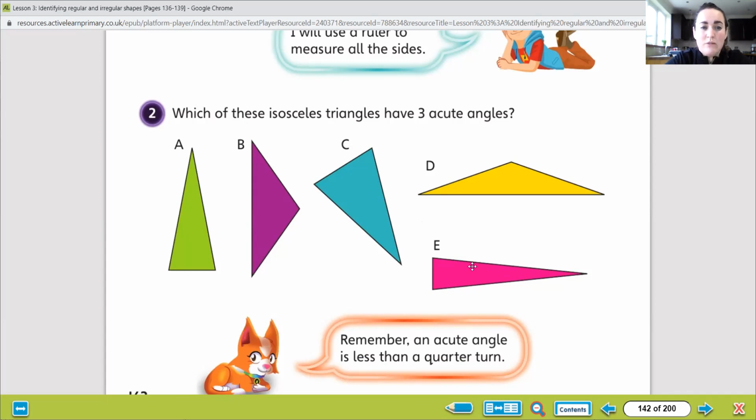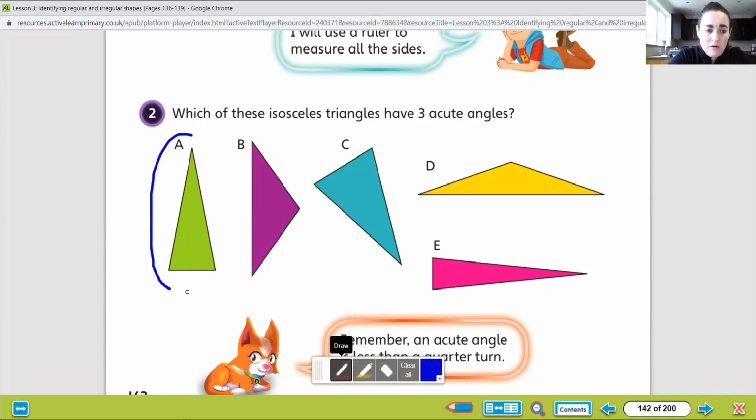I want you to just write the number 2 in your books and then write down the list of letters of which ones all have acute angles. So I can see that A has all acute angles because there are no angles that are bigger than a right angle in there. B does not have 3 acute angles. I can see that this angle and this interior angle are both acute, whereas this one is obtuse. It is bigger than 90 degrees.